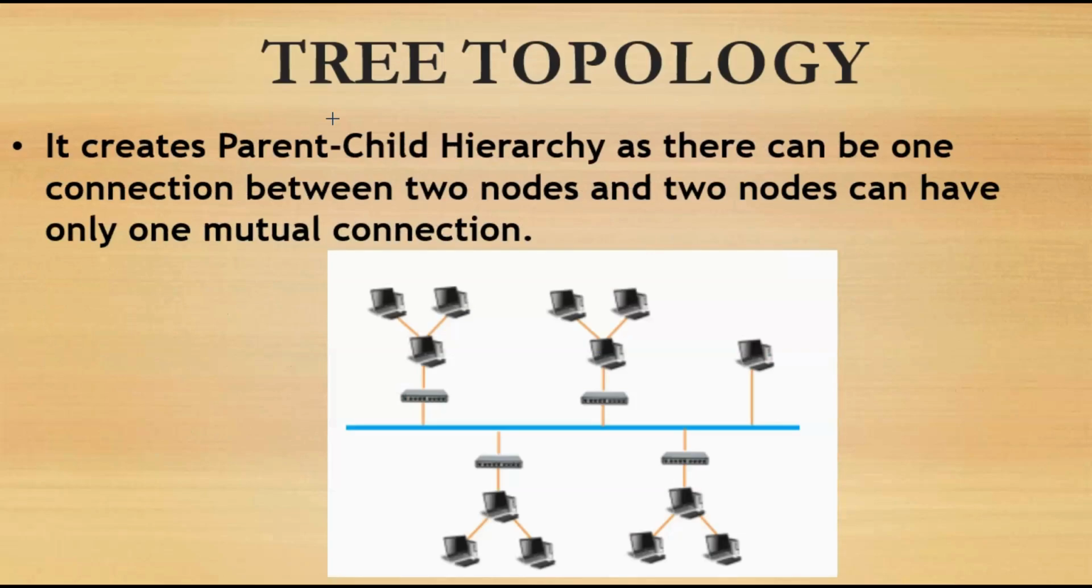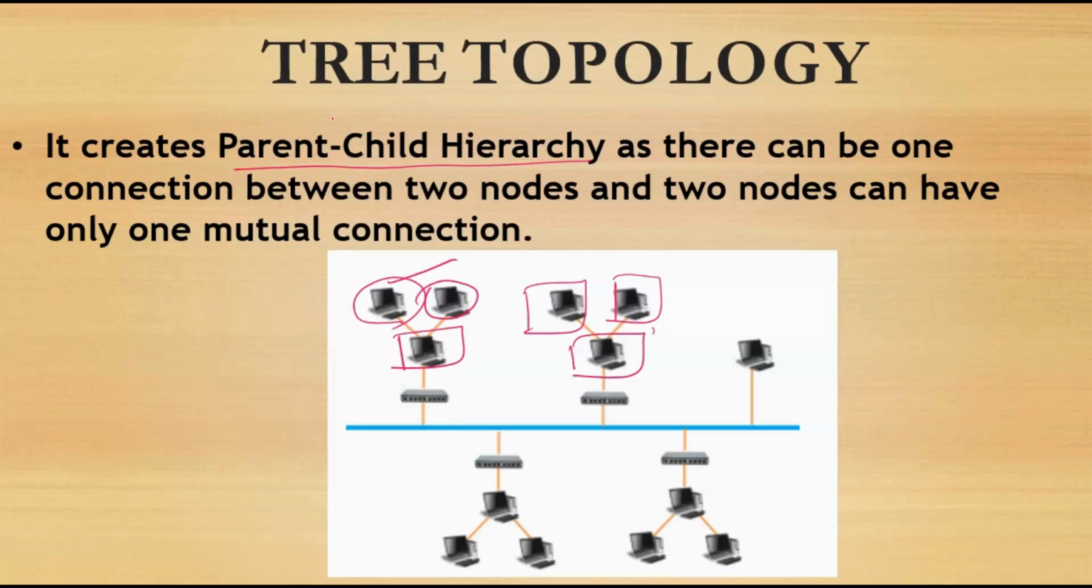Let us see the tree topology here. It creates a parent-child hierarchy, as there can be one connection between two nodes, and two nodes can have mutual connections. Here we have two nodes, and these two nodes have one mutual connection. On each of them we have two nodes, and those two nodes have one mutual connection. So this hierarchy is called a parent-child hierarchy.